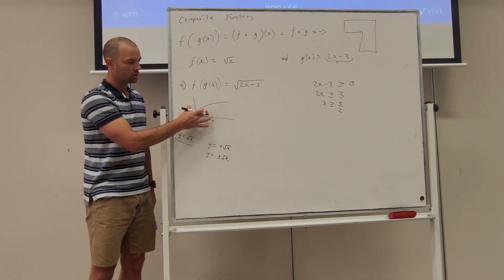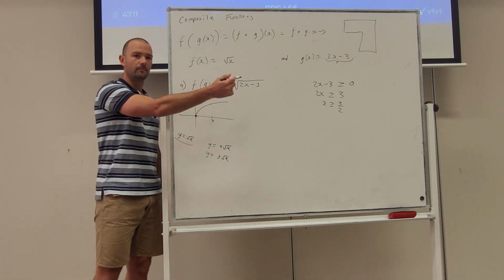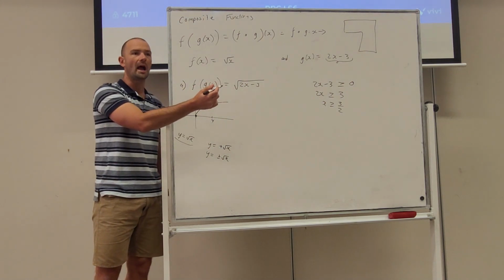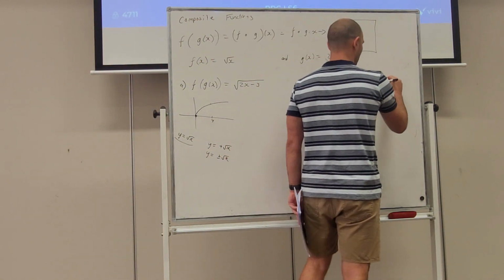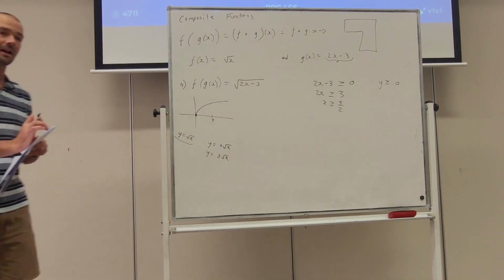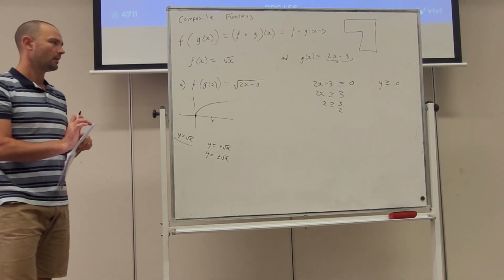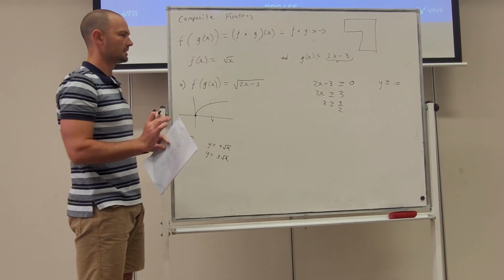Now, this is what the function looks like. And what we can see is that it only exists for positive values of y. We don't have negative values of y. So for our range, we're going to say y is greater than or equal to 0. It exists at 0. You can have the square root of 0, but it doesn't exist for values less than 0.